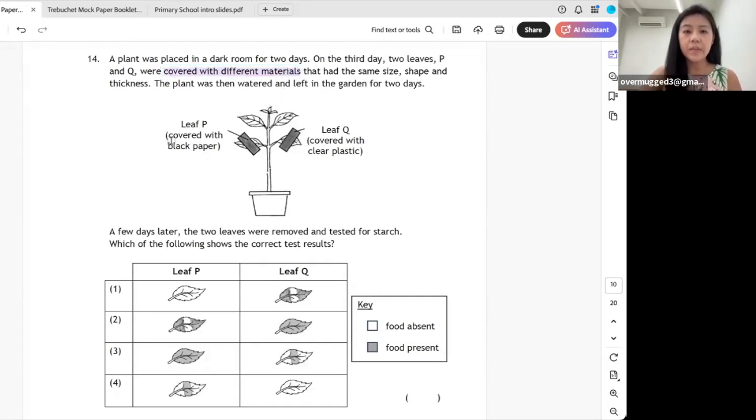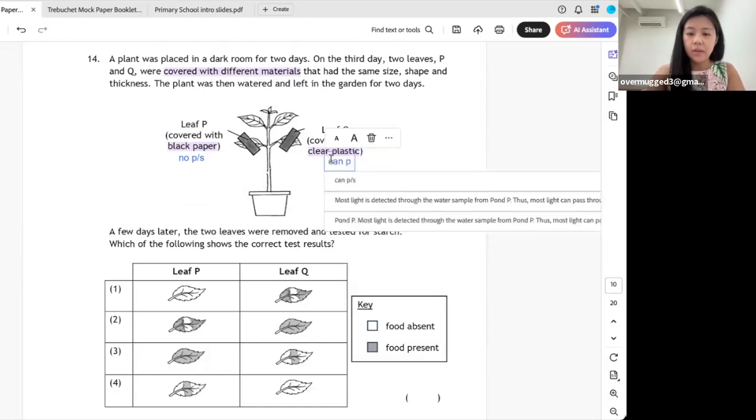So let's look at the leaves. Plants or leaf P was covered with black paper. Leaf Q is covered with clear plastic. Okay. If you think back about your photosynthesis, this part that's covered by black paper will not be receiving light. So this part that's covered by black paper will not be able to photosynthesize or make food. On the other hand, the part that's covered with clear plastic allows light to pass through. So yes, the leaf can photosynthesize.